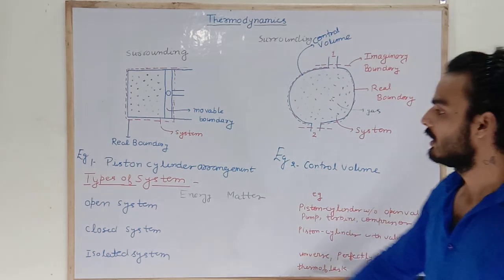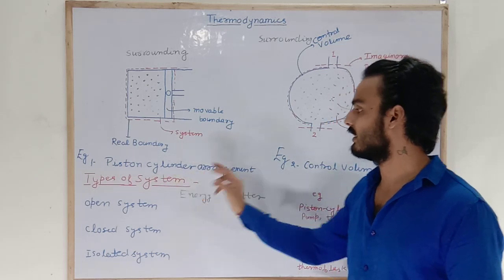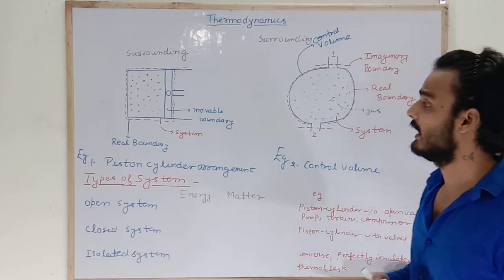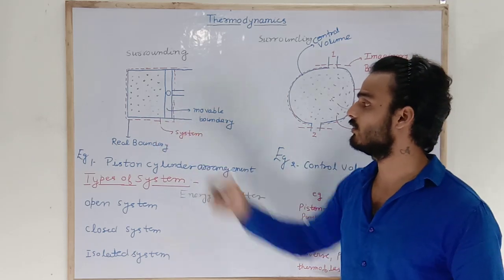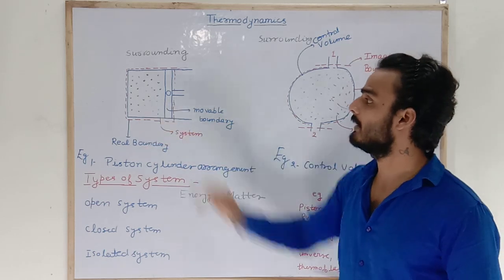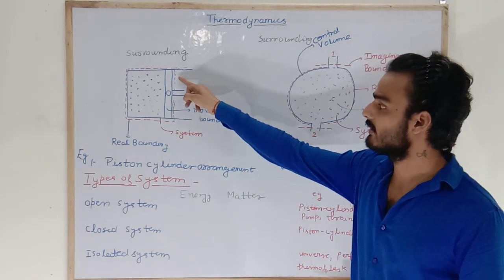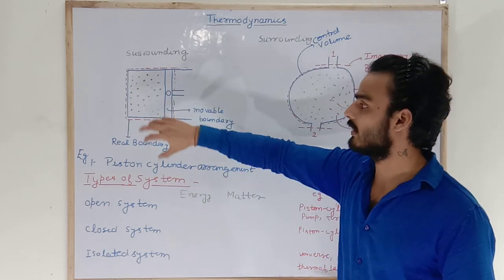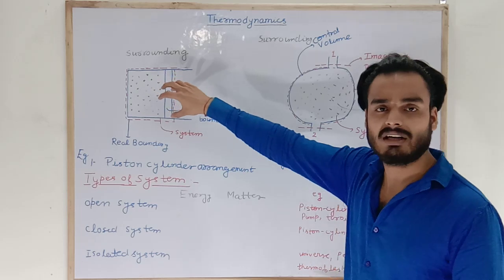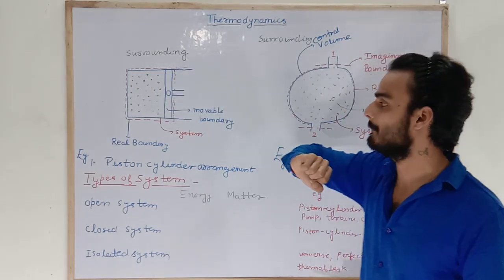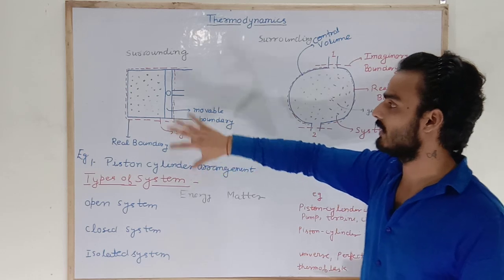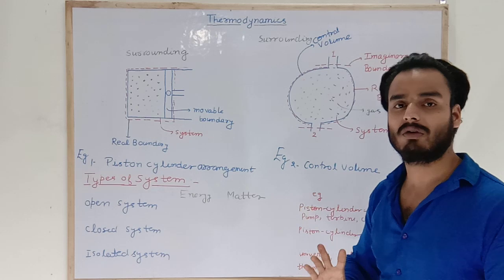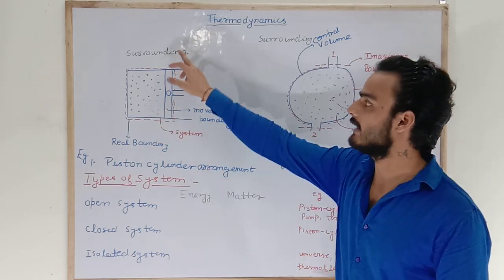Now look here, in the first example we have taken a piston cylinder arrangement. In this example 1 we have a piston and a cylinder, and some gas is filled in it. Look at this red dotted line: inside this red dotted line is our system, we are going to study it. Everything else except the system is your surroundings.